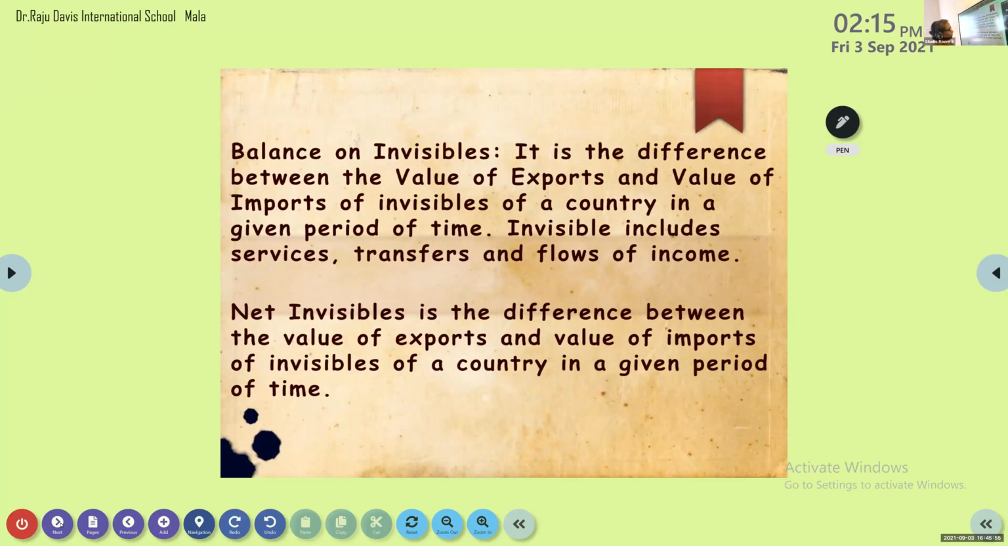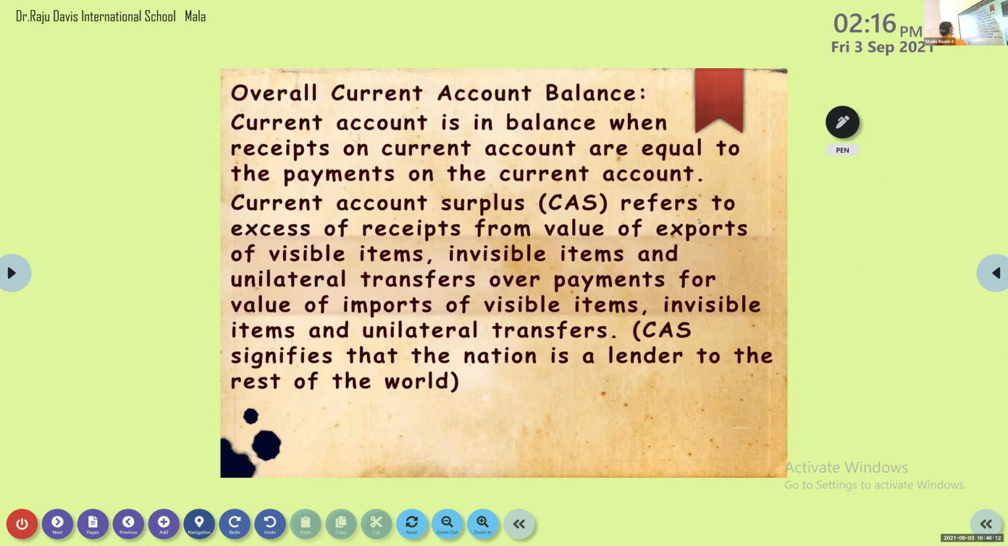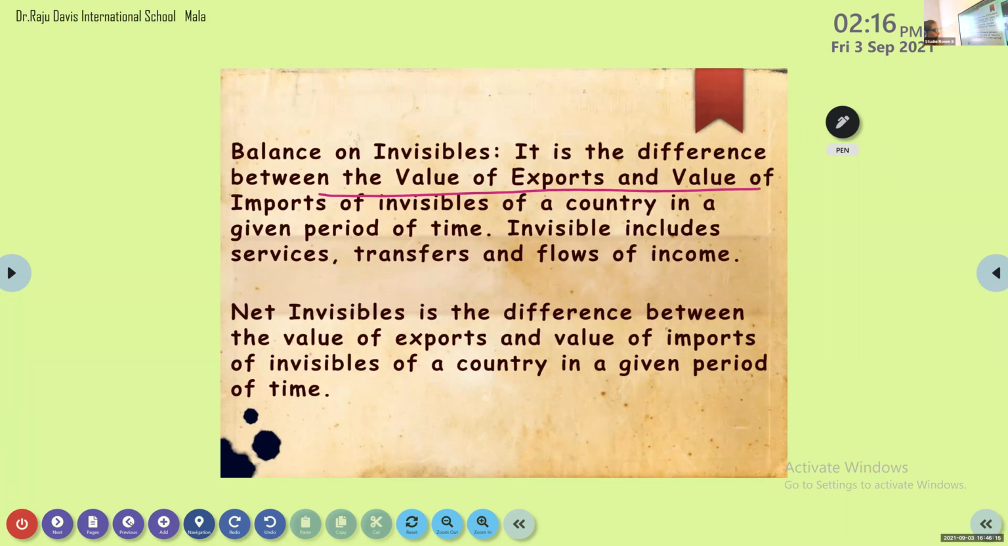Now next, another term you have to learn, that is balance on invisibles. You know what all things come under invisibles. It is the difference between the value of exports and the value of imports of invisibles of a country. What all comes as a part of invisibles? Grishma. Ma'am, services, then transfers, all those things come under invisibles.